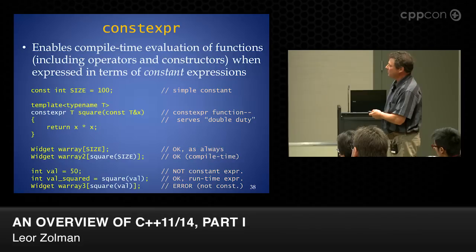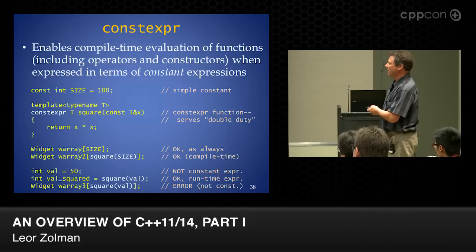And that determines what you can do with it. So square of a constant is a constant, and that becomes fine to use as an array dimension. Square of a non-constant is fine to put into a variable, but it's not fine to use as an array dimension. So that's constexpr functions.